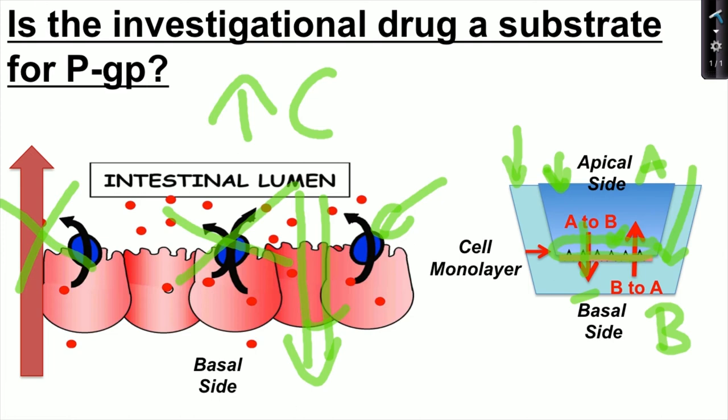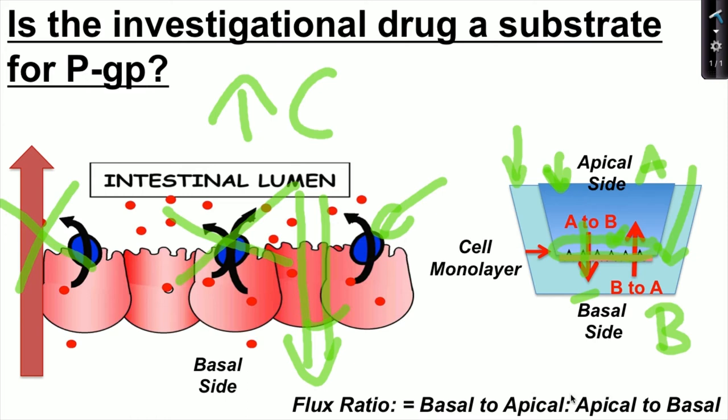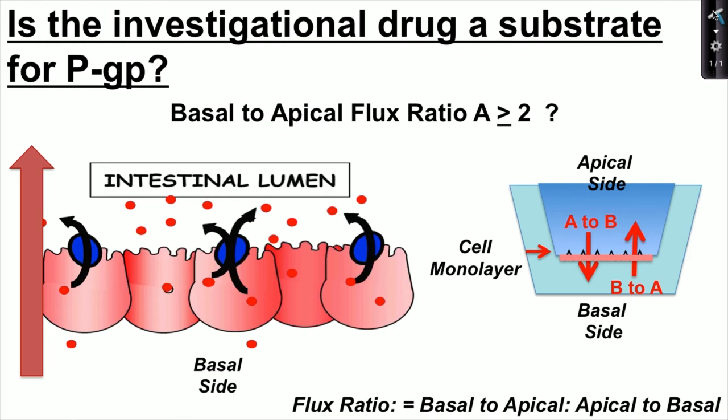However, if there's an efflux pump, what do you think would happen? The B to A flux is going to go at a greater rate than the A to B flux. So you take a flux ratio, B to A divided by A to B. And if that flux ratio is greater than 2, maybe it's a PGP substrate, right? Because it's being fluxed into the apical side at a much greater rate, or at least twofold greater, than it's being fluxed into the basal compartment.